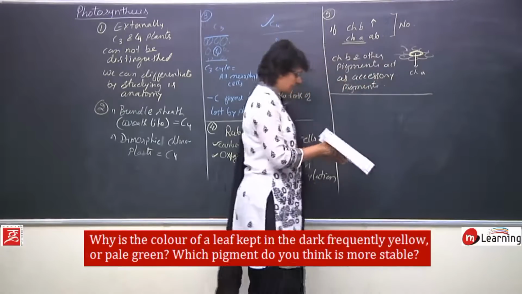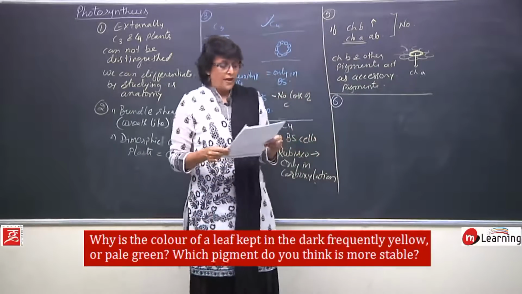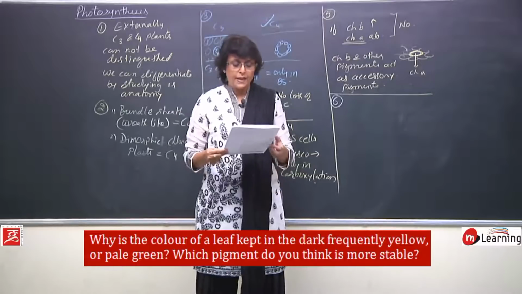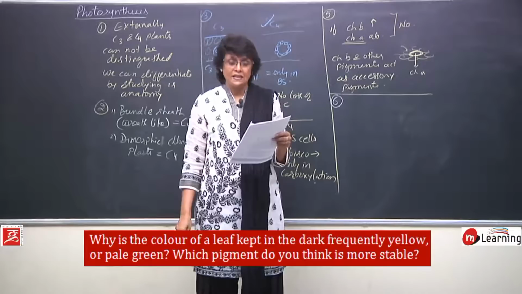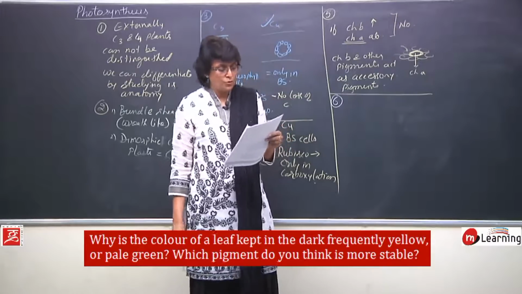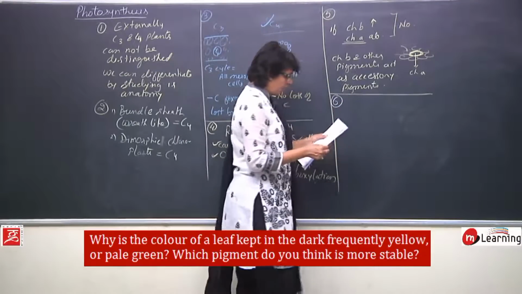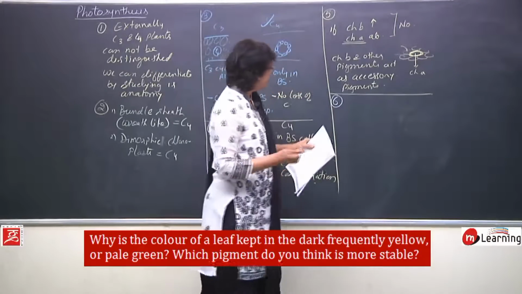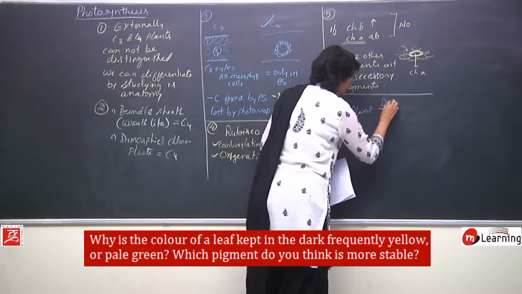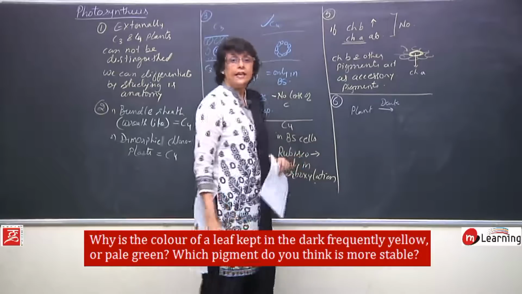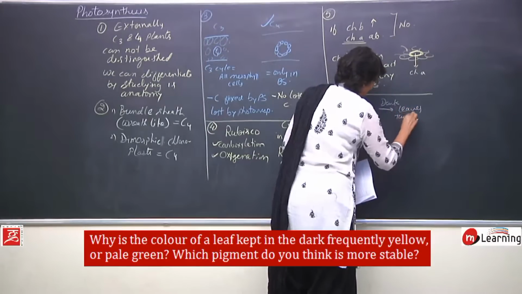Question number 6. Why is the color of a leaf kept in dark frequently yellow or pale green? And which pigment do you think is more stable? So, why is the color of the leaf kept in dark yellow? If you put a plant in dark, they are saying that the leaves turn yellow.